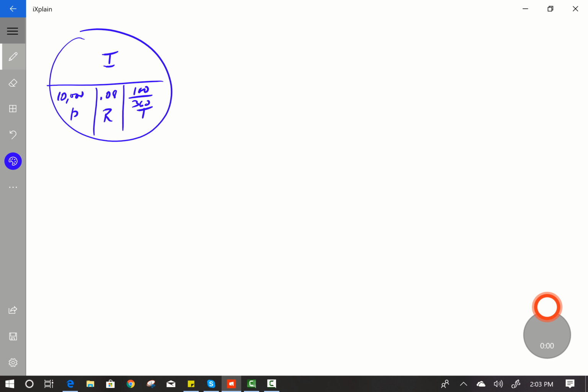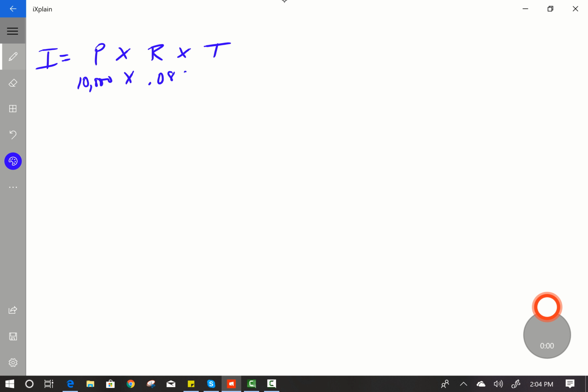Okay, I'm going to set this up a little bit differently. Instead of drawing a figure each time, always remember that interest is equal to principal times the rate times the time. Okay, with that in mind, it's 10,000 times 0.08 times 100 over 360. That's going to equal an interest of 222.22.